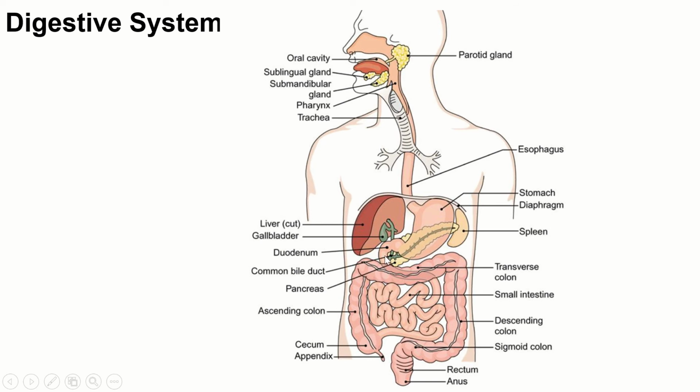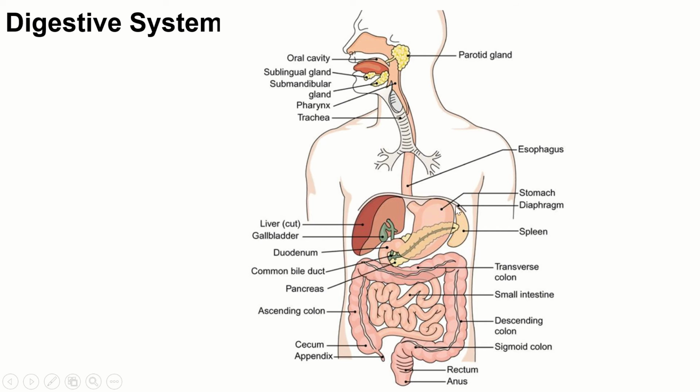Now the other structures we have are the pancreas, which sits behind the stomach, which makes some of the enzymes that will help with digestion. The liver is going to filter blood, and it also makes bile, which is stored in the gallbladder, and then gets dumped into the duodenum along with the pancreatic enzymes. And bile is going to help break down fats.